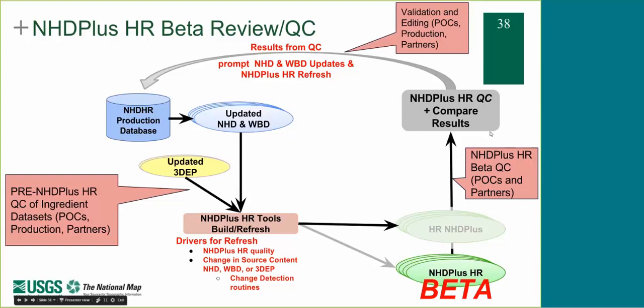The POCs then coordinate with production and our partners to ensure that the edits that were made by the reviewers are validated before going into the editing process on the ingredient data sets, and that's where we actually correct the data sets to make those improvements.